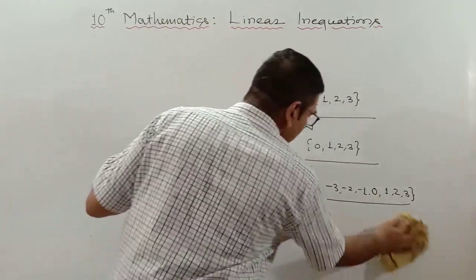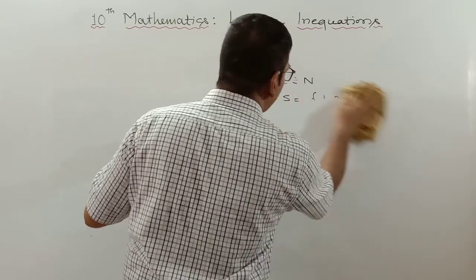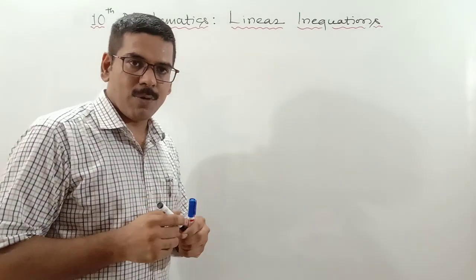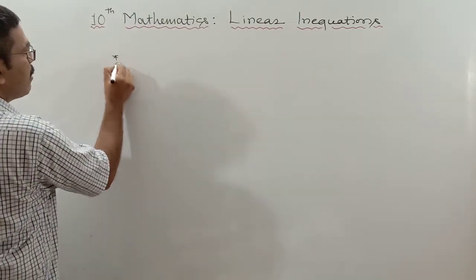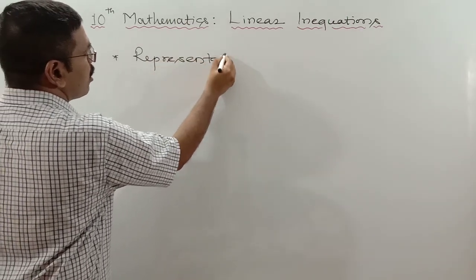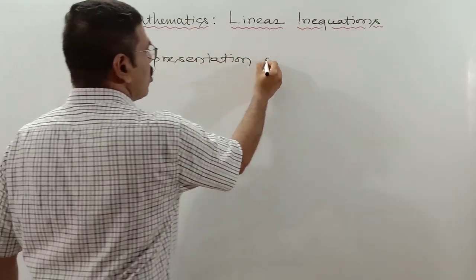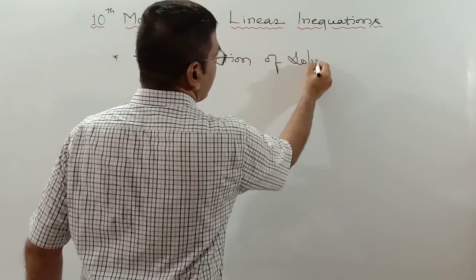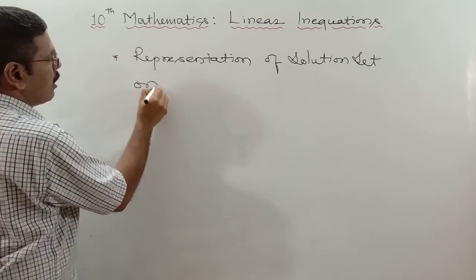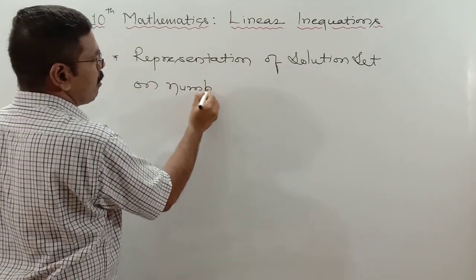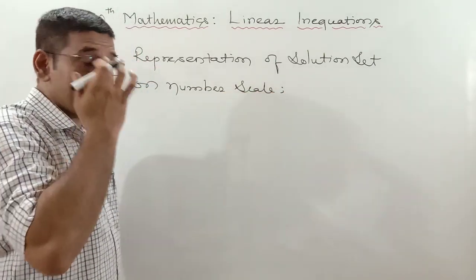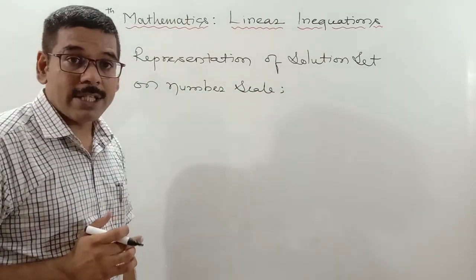Now you should come to the representation on the number line. How to represent that on the number line? Representation of solution set on the number scale. How to represent the solution set on the number scale?